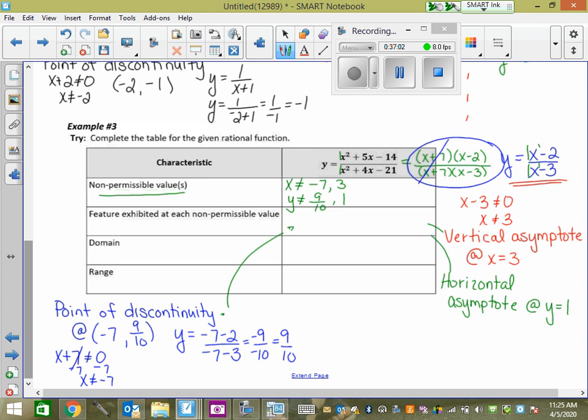Okay? Easiest way to do your domain. Remember where your asymptotes exist, you would just say x can't equal that, and then you'd have x is an element of the reals. And for your range, you just have where your asymptote and point of discontinuity exist. Say it can't equal that, y is an element of the reals. Okay? So once you've found your point of discontinuity and your asymptotes, you actually have your domain and range.